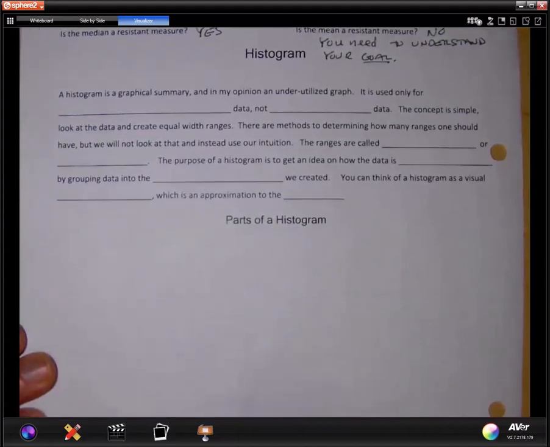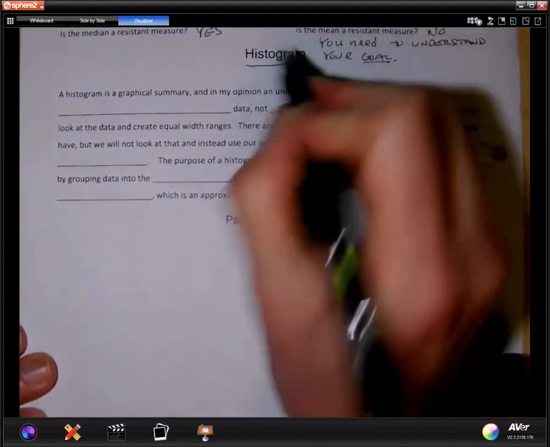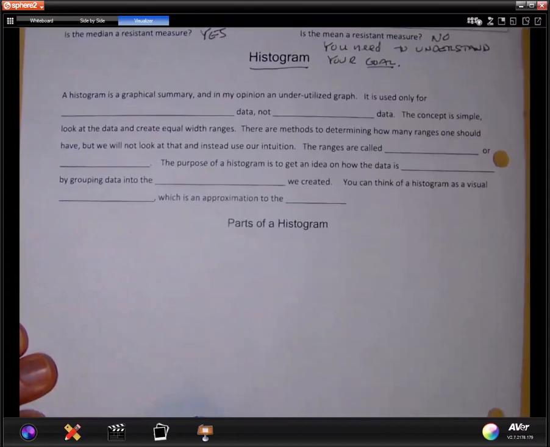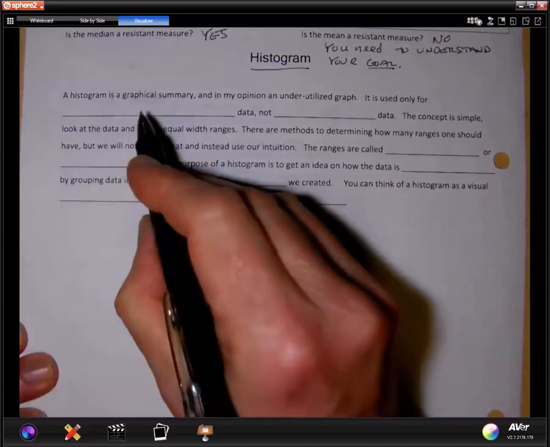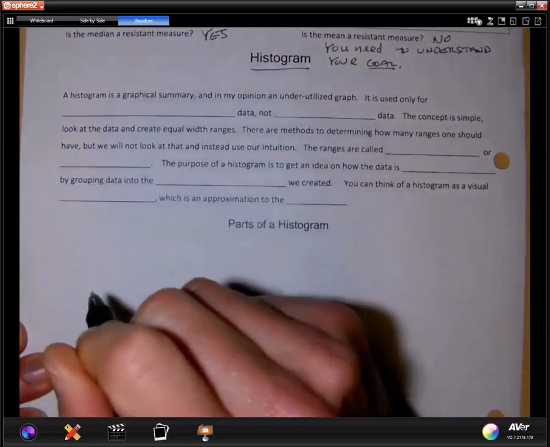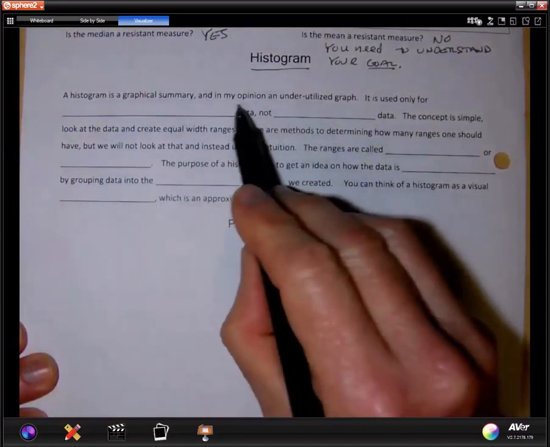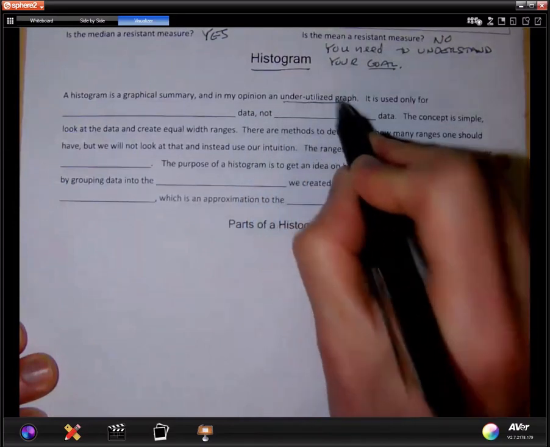So let's look at this concept called the histogram. The bar graph's probably one type of graph you're very familiar with. The histogram is, I think, underutilized. It is a wonderful graph. I don't know why it's not used more often. What is a histogram? Well, a histogram is a graphical summary. I like to think of it that way. Okay. In my opinion, and again, as I mentioned, underutilized graph.